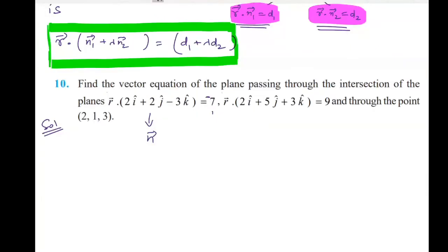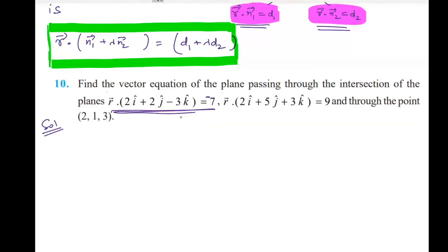This doesn't mean this is the distance of plane from origin. For that, the plane should be in this form, and for that I told you a few steps. But here we don't need any steps. We can just write them as it is.